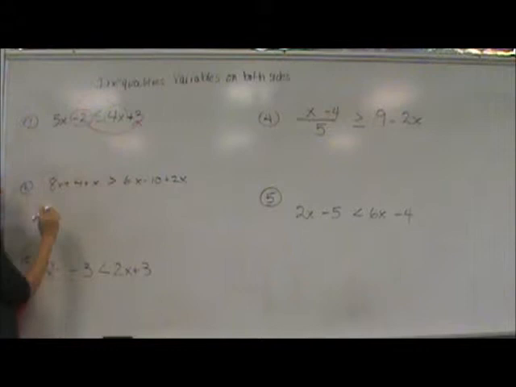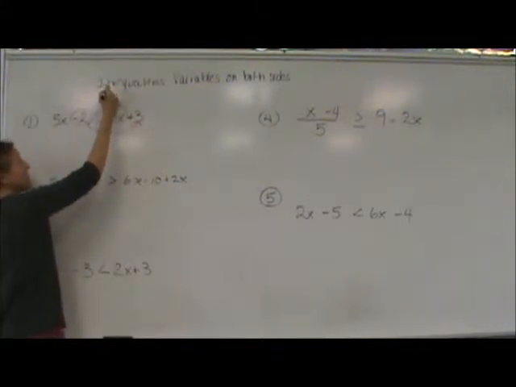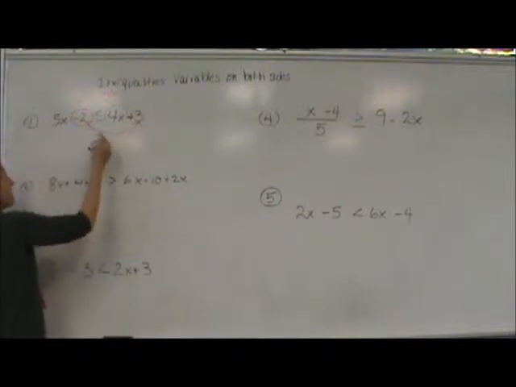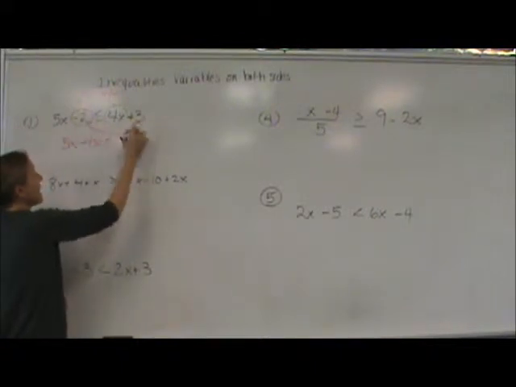And when I do that, I got to do the opposite. So this is a positive 4, so I have to do a minus 4x. And this is a minus 2, so I'm going to do a plus 2 on this side. So we're going to kind of switch it around. So I'm going to do 5x minus 4x, and then I'm going to have a less than or equal to sign, and then 3 plus 2.